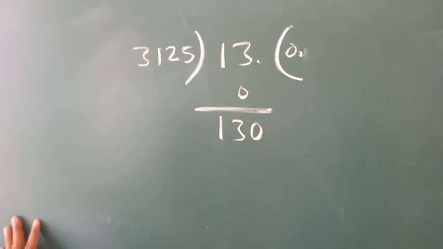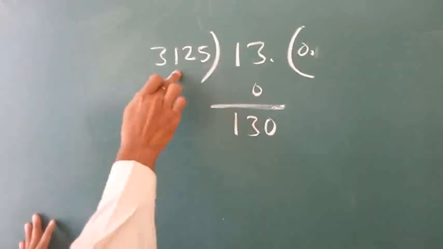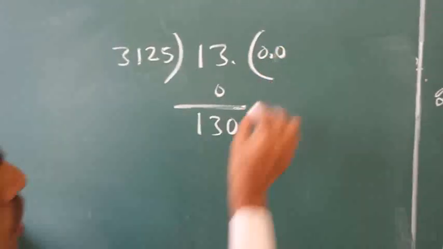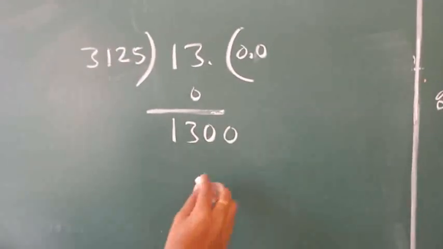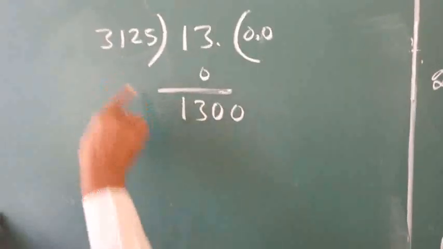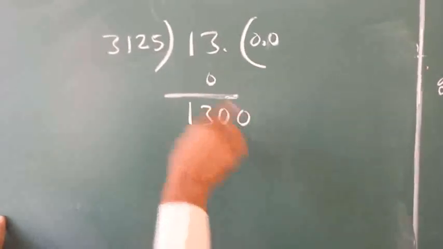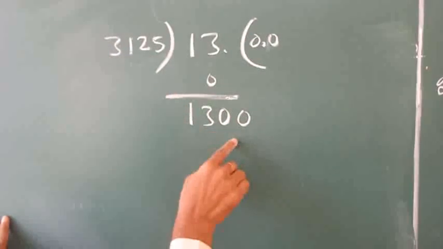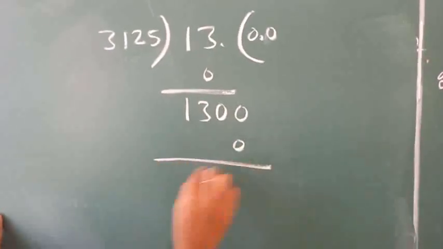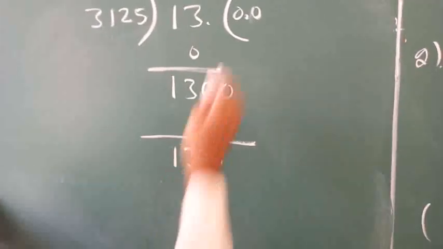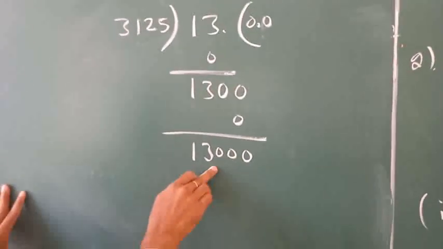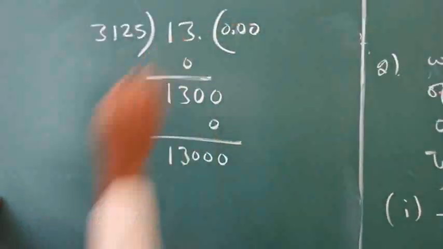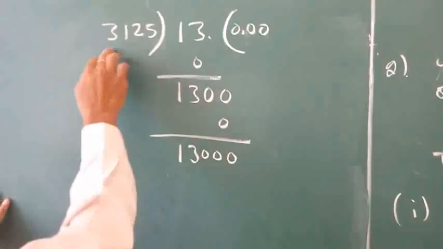Take one more 0. 130 is less than the divisor. So you can take one more 0. So now 1300 here. It is also less. That is why, if you multiply it, you can get the number like this. So automatically the point is there. You can put one more 0. Now it becomes 13,000. So 13,000 here, it is 3000 something.